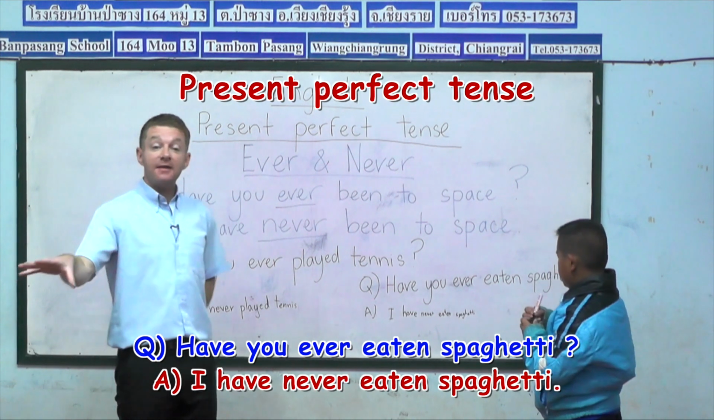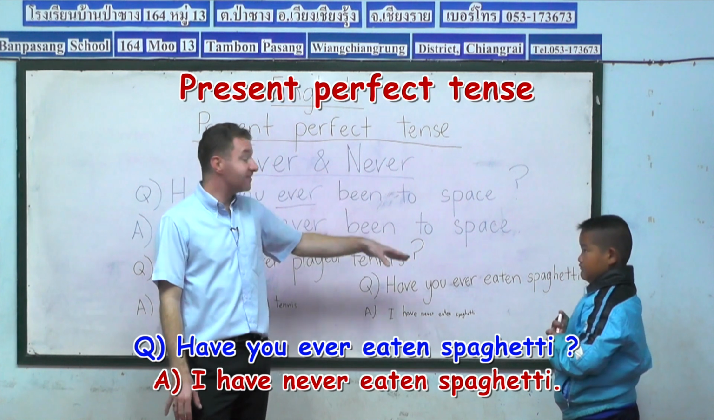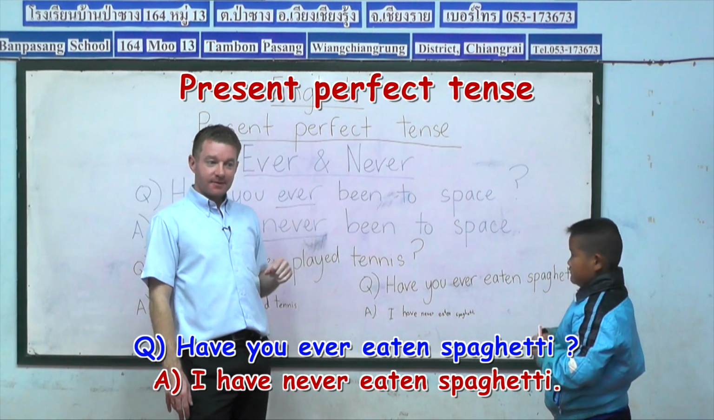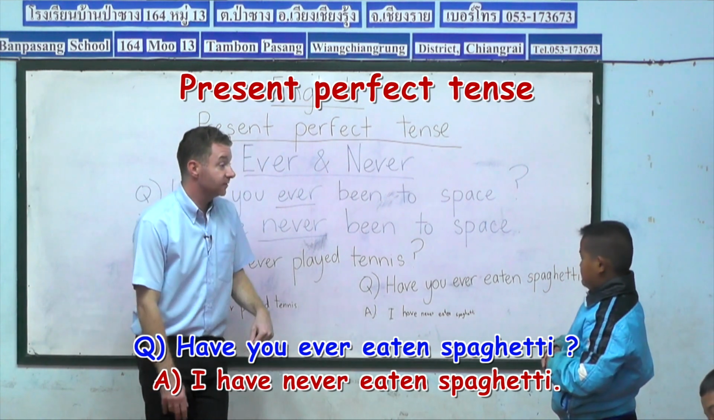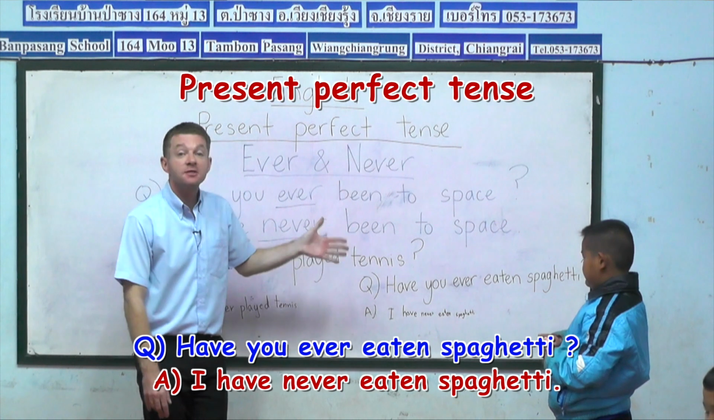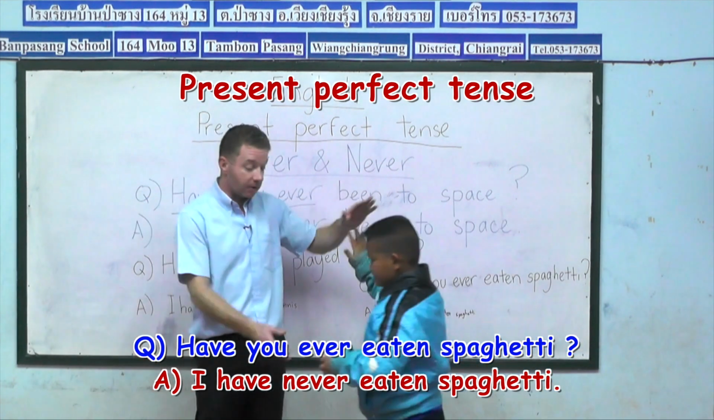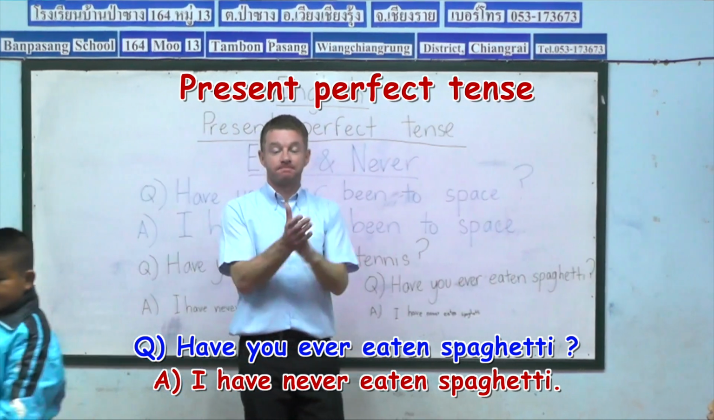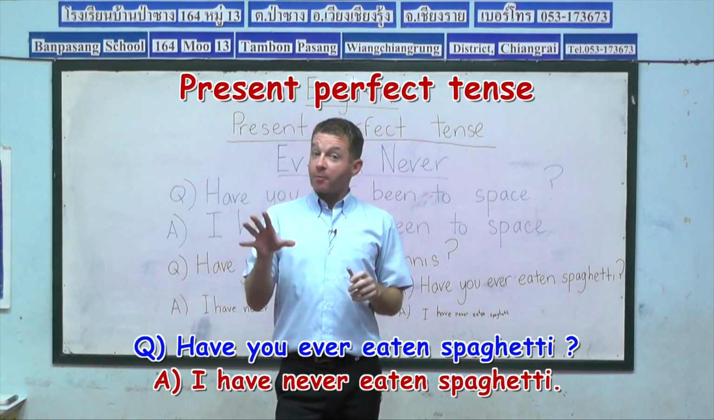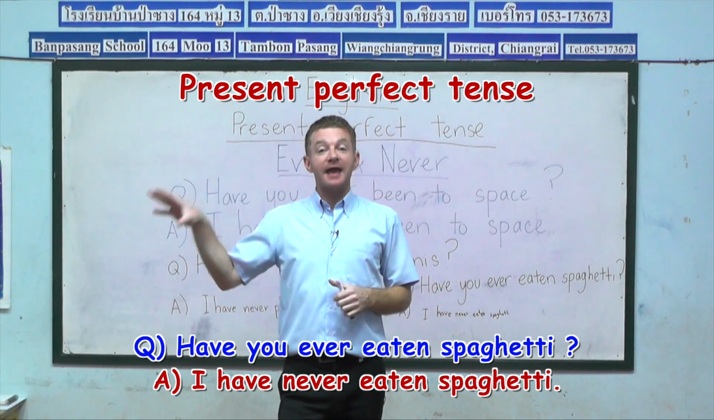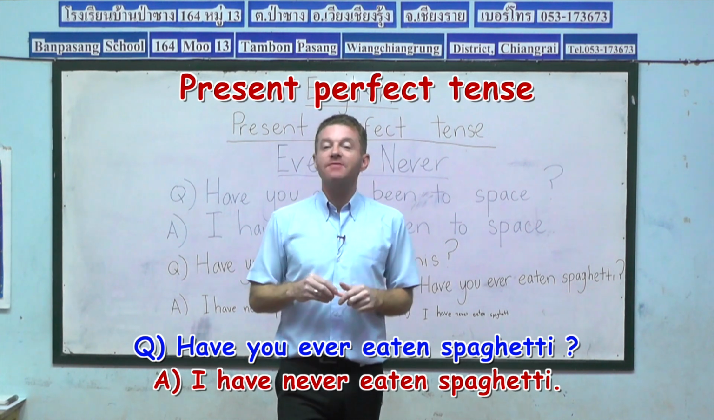So let's all ask Net the question together. Have you ever eaten spaghetti? And Net can answer, I have never eaten spaghetti. Net, that was brilliant. High five and a big round of applause for Net, please, guys. Now that was a recap of the previous couple of lessons when we were using ever and never as question and answers. We're going to move on to something different today.